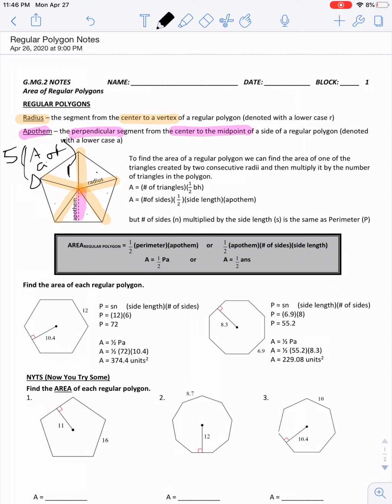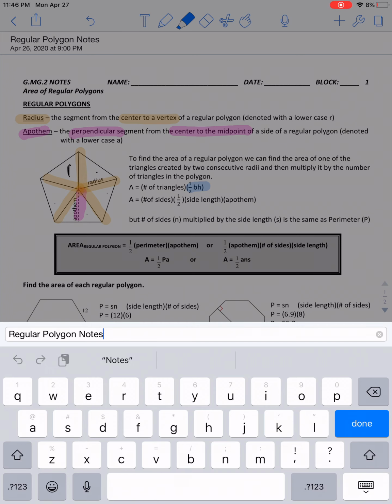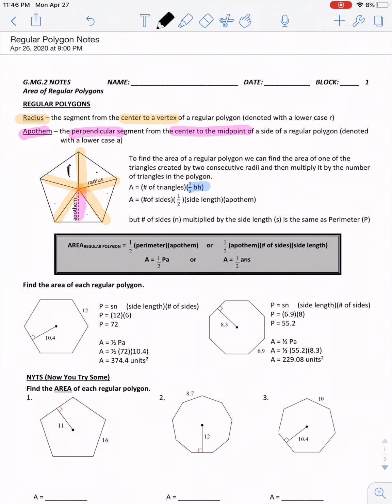All right. Now, here's how we do that, and here's where the weird part of the formula comes in. If we notice, in order to find the area of a triangle, it's 1/2 base times height. That part right there is the triangle. Now, if we look over at the picture, my height is the same thing as the apothem. So we're going to replace h with the apothem. So instead of h, it's going to be an a.